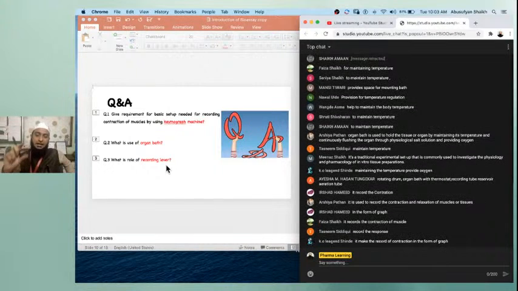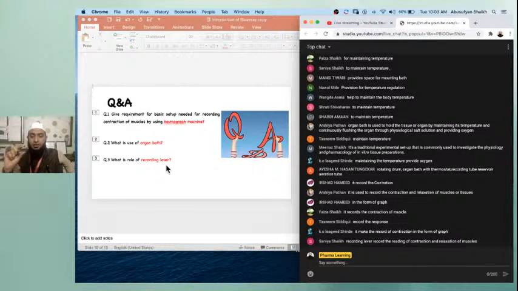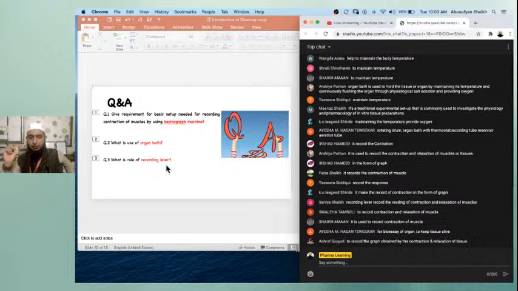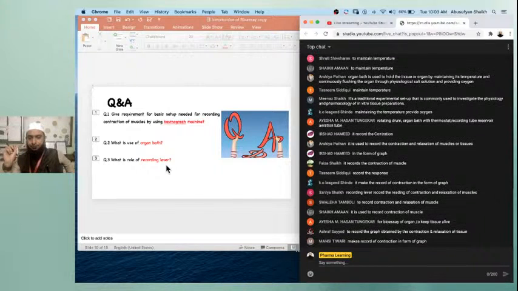But what is reflected on the graph is basically the contraction. So the height of the graph is proportional to the contraction of the muscle. So the more the contraction, the more the height of that particular response. Okay. Very nice. Tasneen has also mentioned. Okay. So very good. So it seems you all are active.